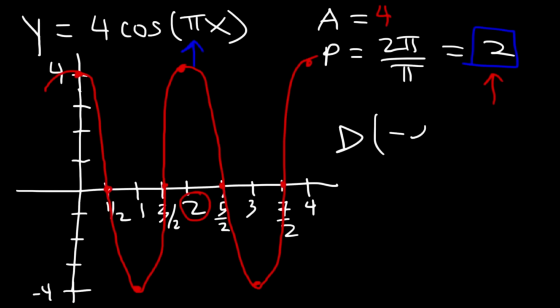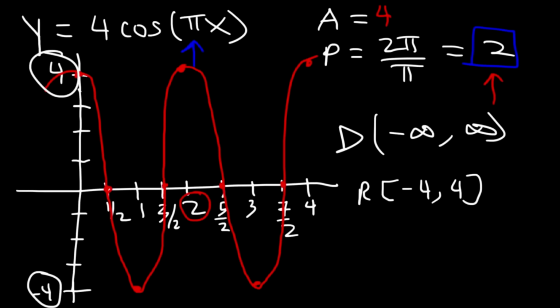As you recall, the domain for any sine or cosine wave is all real numbers. The range is from -4 to 4. It's from the lowest y value to the highest y value.